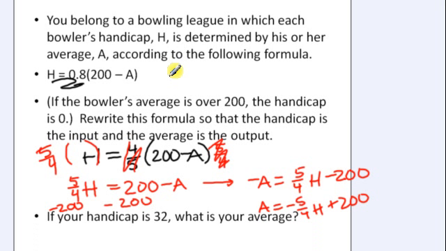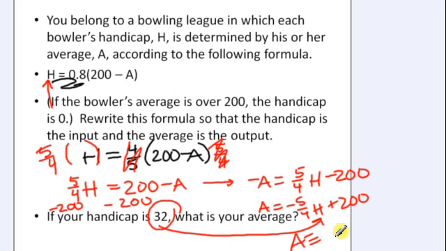So to answer the next part of our question, if your handicap is 32, what is your average? Well, I could plug the 32 in for h here, but then I have to rearrange the equation all over again to get a by itself. So it's probably much easier to go ahead and use the equation I just found and plug in h there. Go ahead and plug in h, see what you get for your average. Did you get 160? Well, that's much better than my average. I like to get over 100.